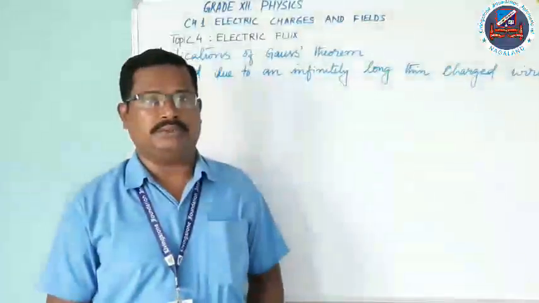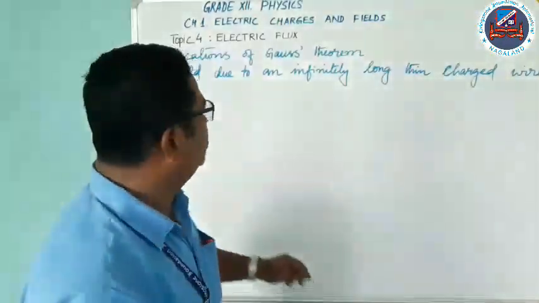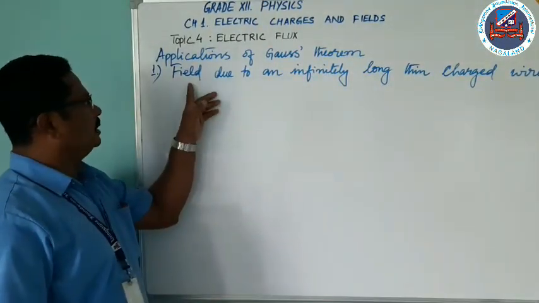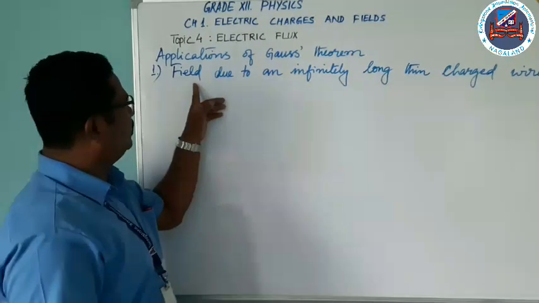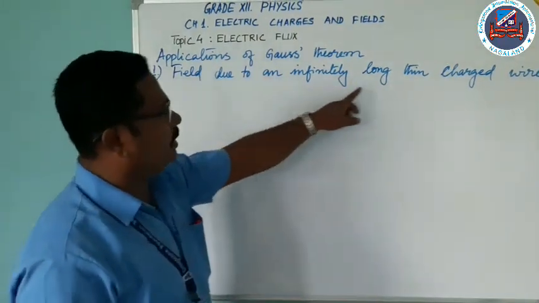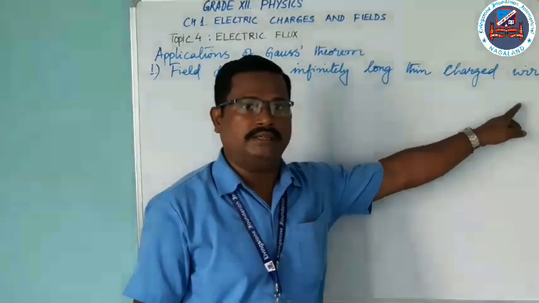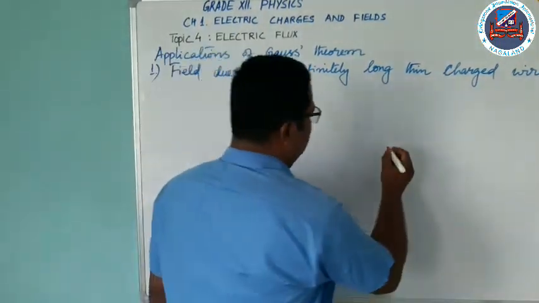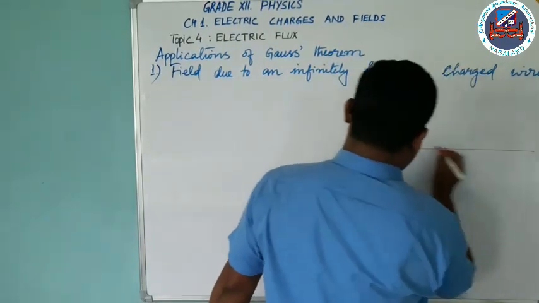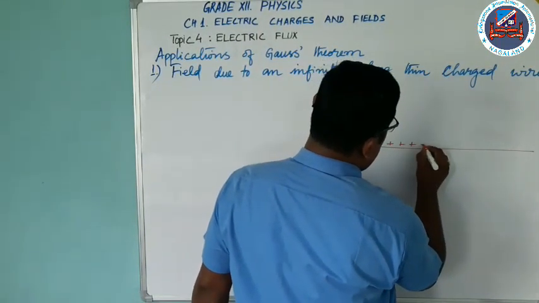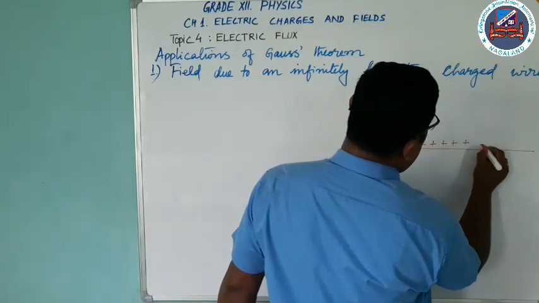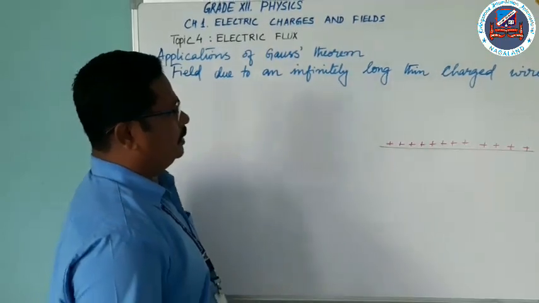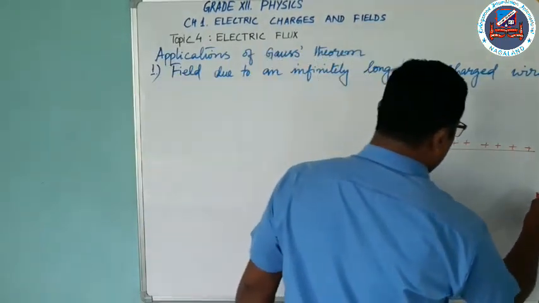Hello everyone. Today we'll be discussing applications of Gauss's theorem. The first application is to find the electric field due to an infinitely long thin charged wire. Suppose this is your infinitely long thin charged wire, with linear charge density, say lambda.